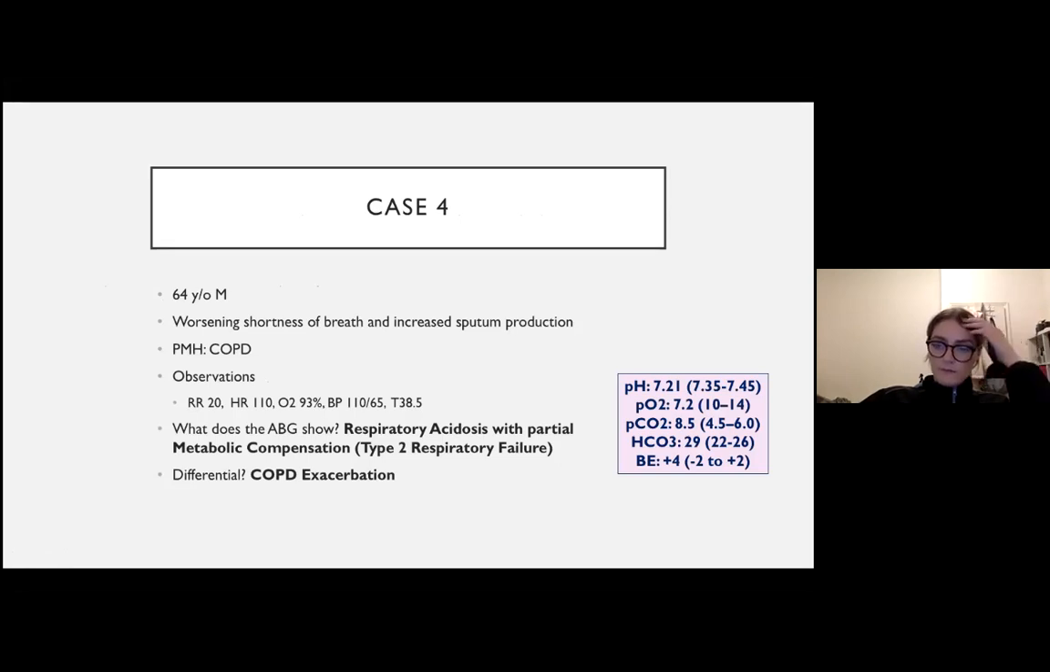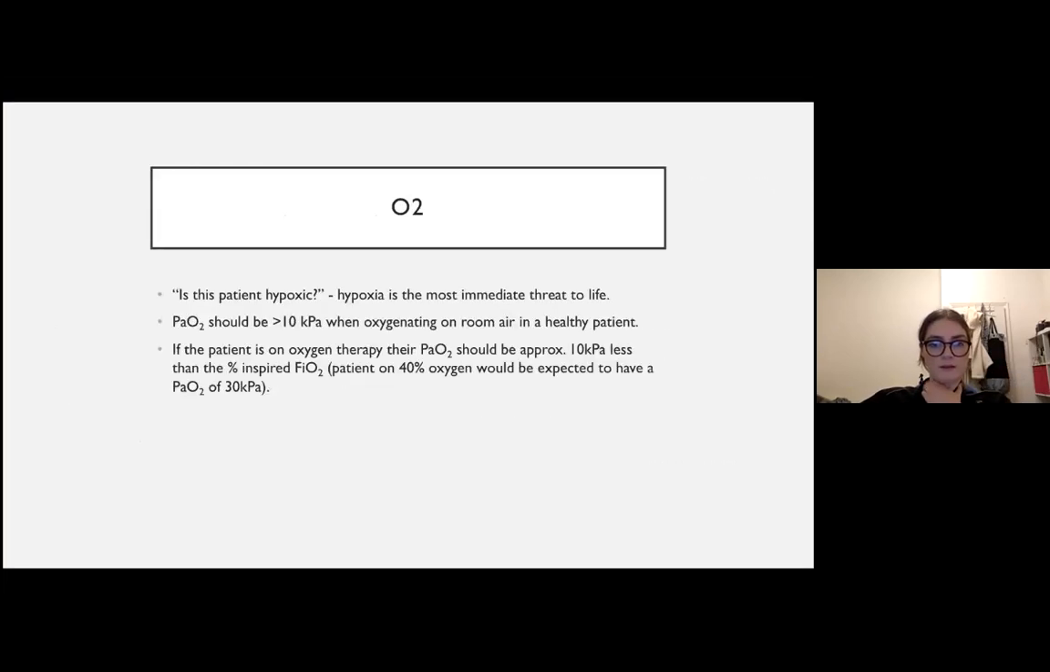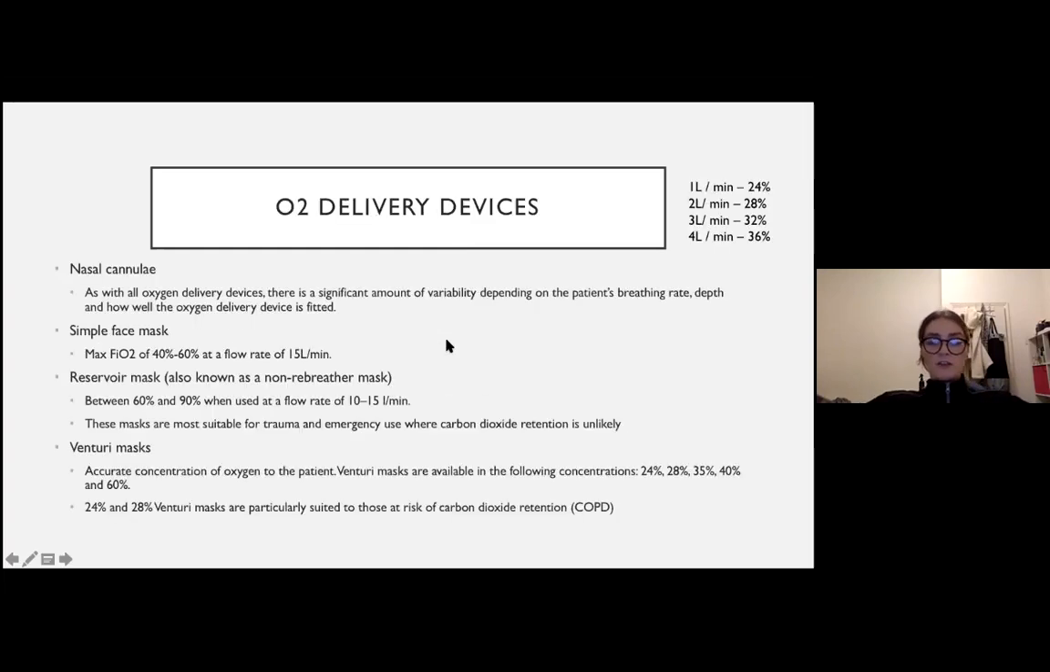Someone's asked, can you go back over how you would calculate whether a patient is hypoxic when they're on oxygen? Yeah, of course. If they're on oxygen therapy, you need to work out what percentage of O2 they're on. That's why I gave you this information about oxygen delivery devices, because it gives you the rough percentages of oxygen that they're on. Once you've worked out the percentage, not the litres, take 10 away from that percentage, and that will be what their oxygen should show on an ABG. If it is lower than that, that is a sign they are hypoxic.